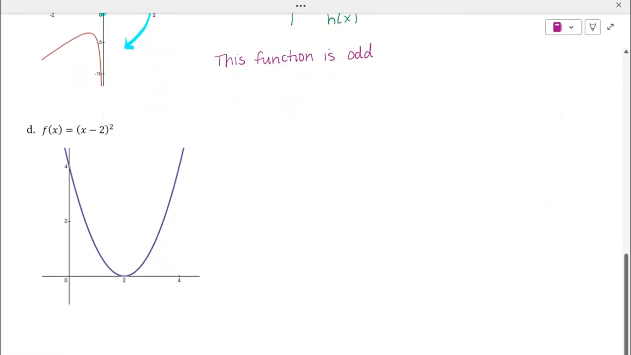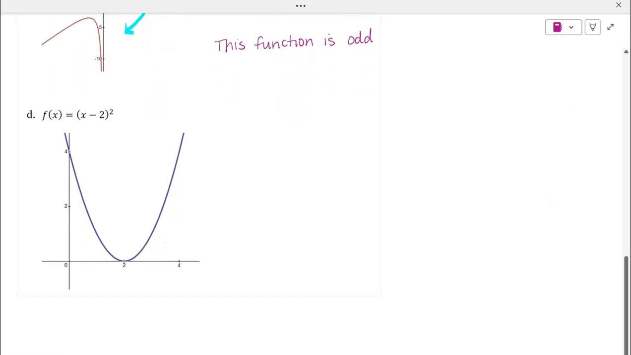One mistake that students sometimes make is assuming that if they see an even exponent on a function, that means the function is even. But you can see from the picture below that this function is not symmetric across the y-axis. Let's see what happens if we plug in -x here.